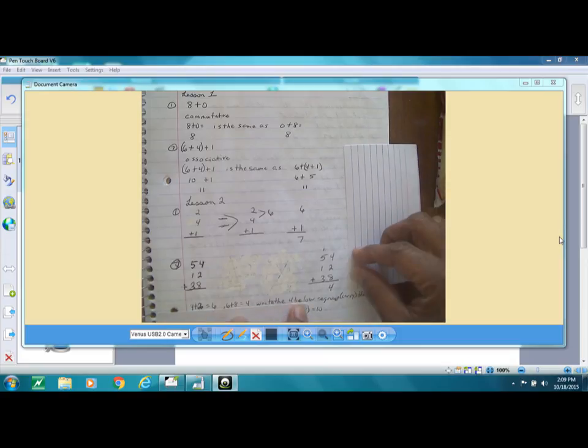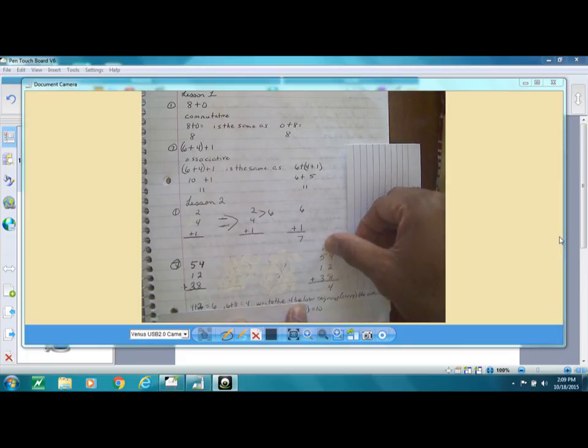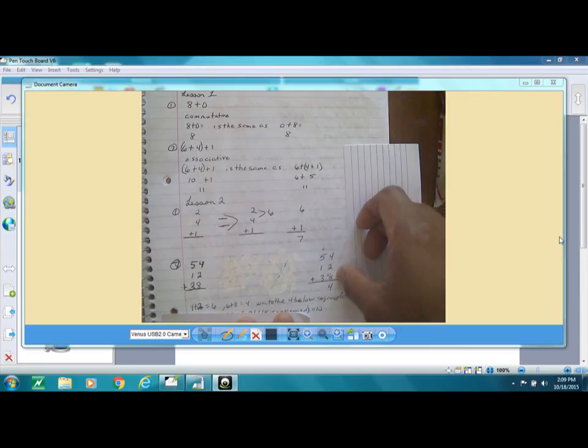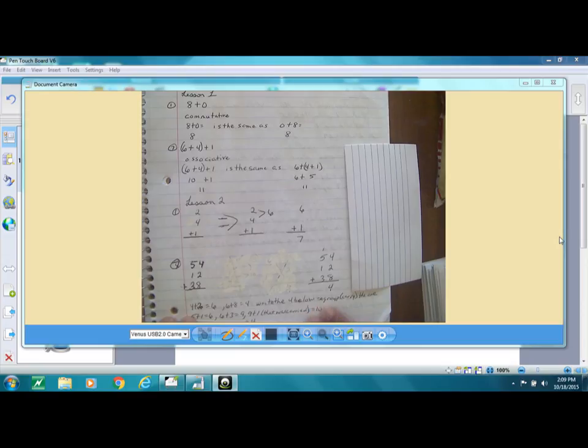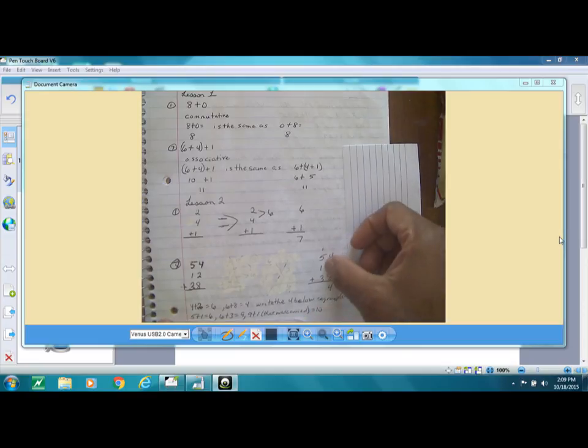That means we write the 4 below and we regroup or carry the 1. We write the 4 in the ones place, we carry the 1 to the tens place. So that's adding the ones place. Then in the tens place, we add those numbers. We add 5 plus 1 equals 6. Now we have 6 plus 3, that equals 9. And then 9 plus the 1 that we carried, or regrouped, equals 10.